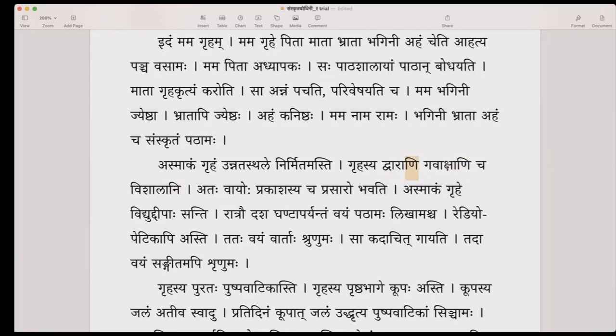Gavaksham, do you know why windows were called gavaksha? The windows that you see in olden temples have eye-shaped holes in them. That is actually like the eye of a cow, the holes that are there in a window. That is why it is called gavaksha.